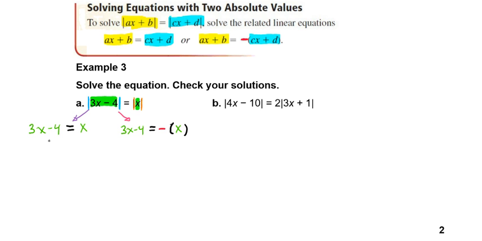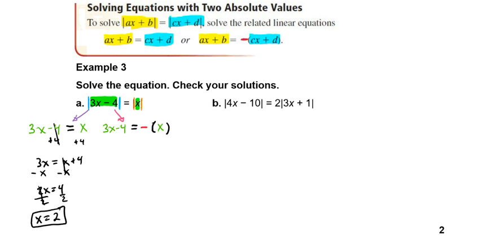So on my first equation, I'm going to add 4 to both sides. So I'm going to have 3x equals x plus 4. Then I'll subtract x from both sides, and 2x equals 4. Divide both sides by 2. And that's going to give me a first answer of x equals 2. So on our second portion of this problem, we're going to distribute that negative sign. And that's going to give us 3x minus 4 equals negative x. On this one, I'm going to do it a little bit differently. I'm going to subtract my 3x this time. I'm going to get negative 4 equals negative 4x. Then I'll divide both sides by negative 4, and I'm going to get 1 equals x. That's going to be my second answer.